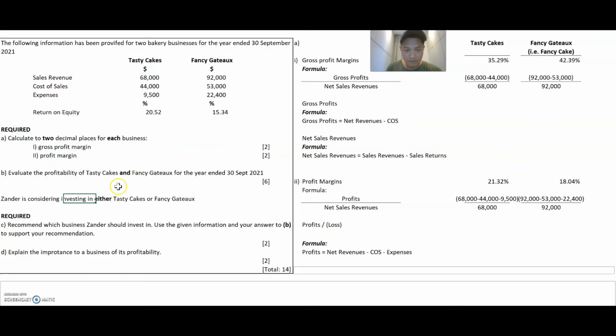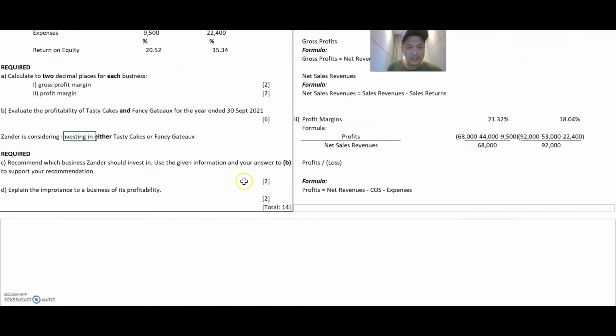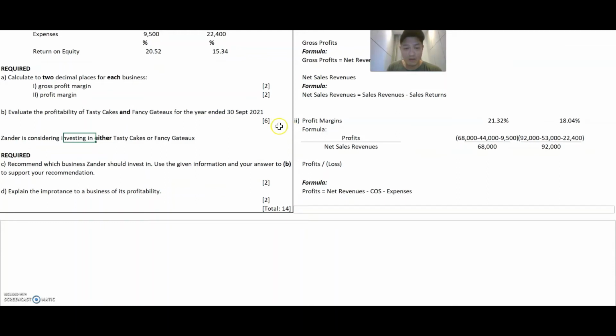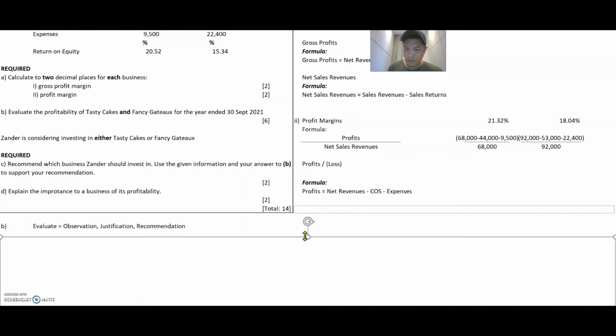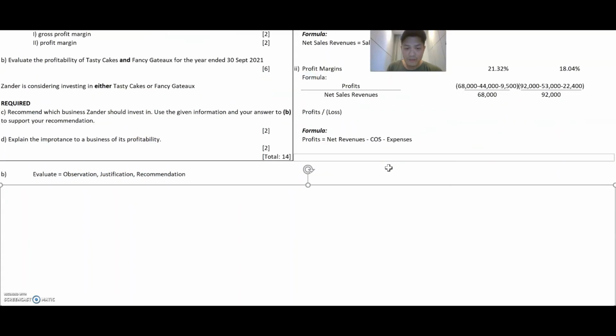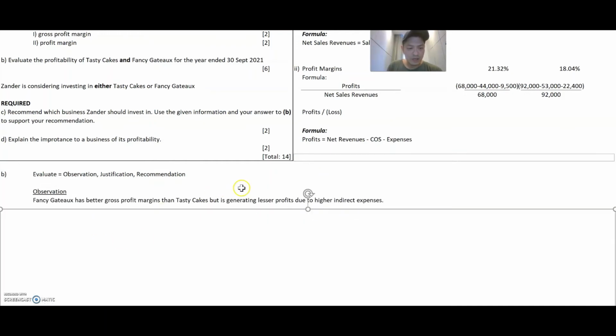Evaluate the profitability of Tasty Cakes and Fancy Gâteau. Okay, so let's see what I have. Evaluate. This is a 6 marks question, so I'm going to give it a bit more weight. I'm going to structure my answer as: what's my observation, why do I observe this from the numbers that I see here, and a few recommendations. Okay, so let's go into this. What's the observation? Fancy Gâteau has better gross margin than Tasty Cakes, but generates less profits due to higher indirect costs.